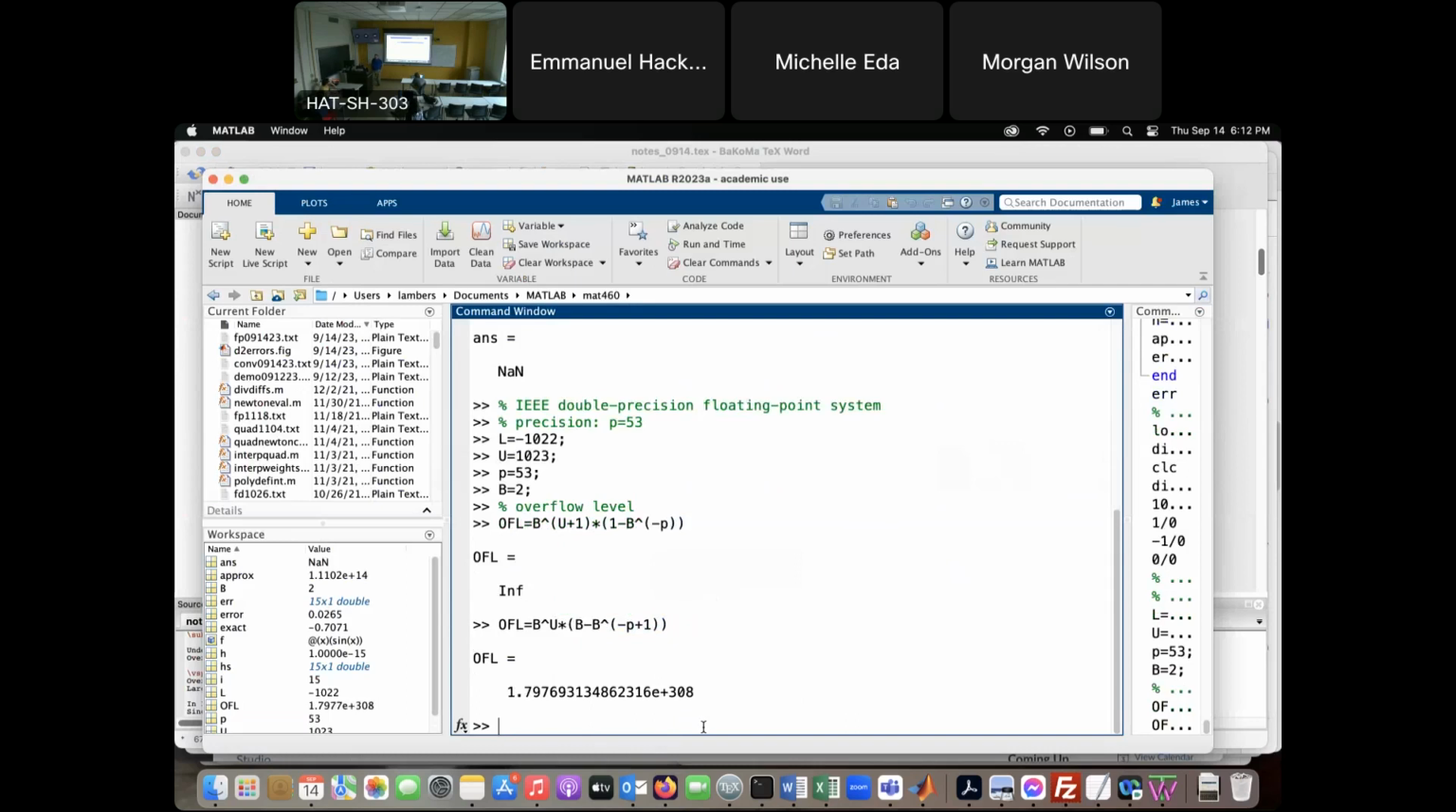So that number is roughly 1.8 times 10 to the 308. So in decimal, this is the largest exponent I can have. So that's why the number I typed in the very beginning, 10 to the 1,000, that was too large.